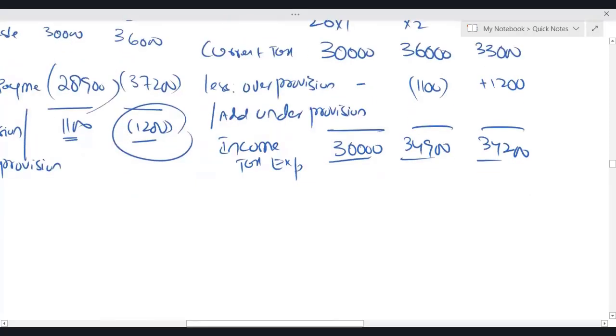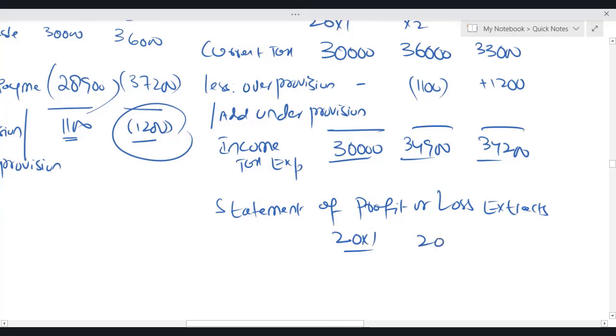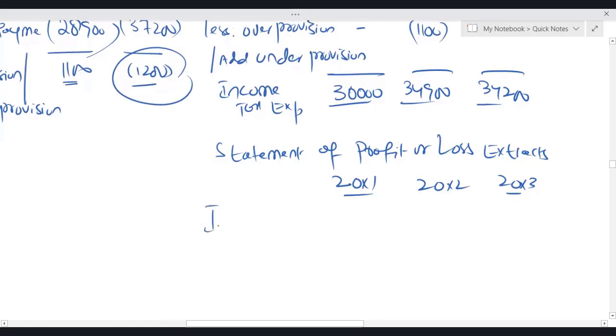Okay. Now, statement of P&L extracts. Same thing will go to the statement of profit or loss extracts. X1, X2, and X3. Income tax expense 30,000. 34,900. 34,200.